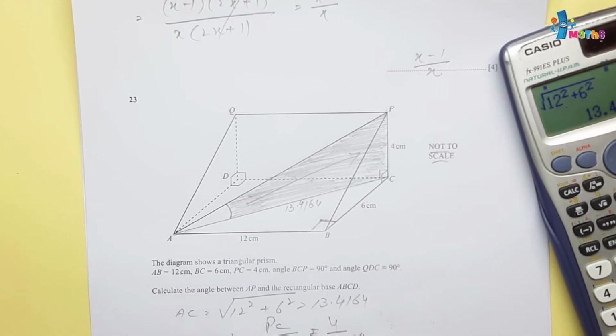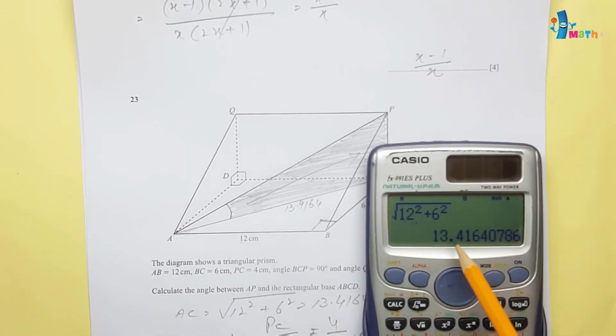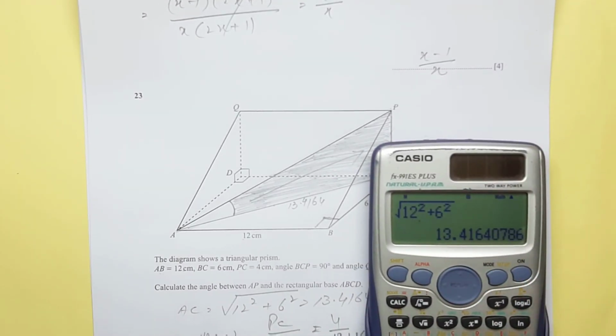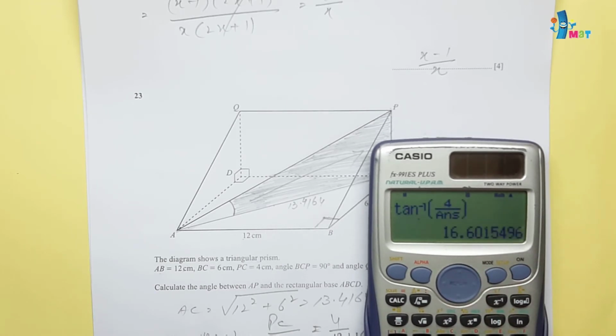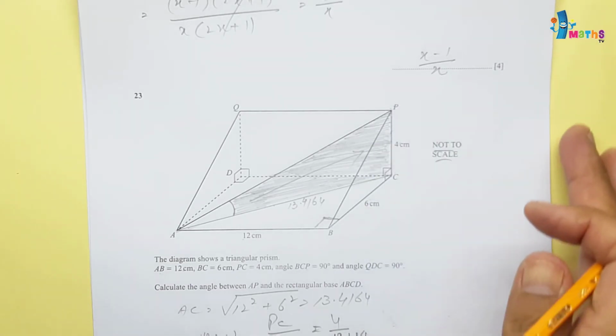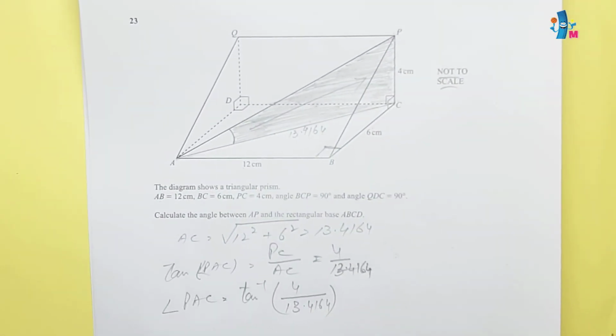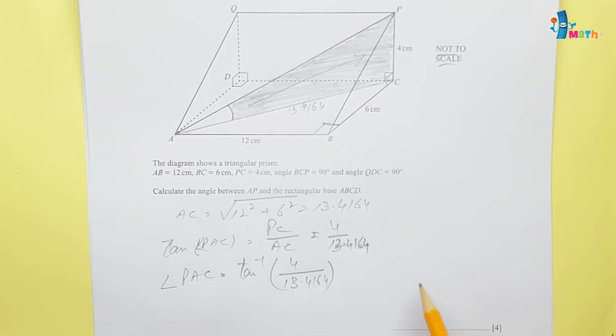Now angle PAC will be equal to tan inverse of 4 over 13.4164, and this is the number which we kept in the calculator. So we'll find inverse tan of 4 over answer, and this one will be equal to 16.60. 16.60 will be our answer.